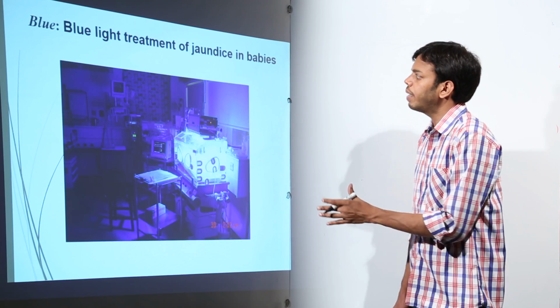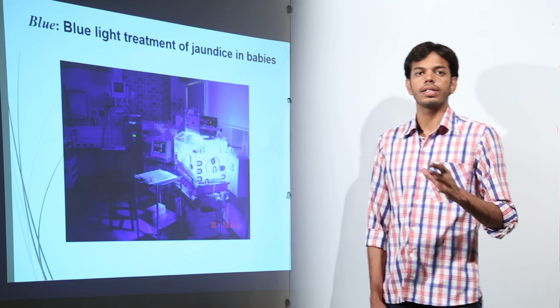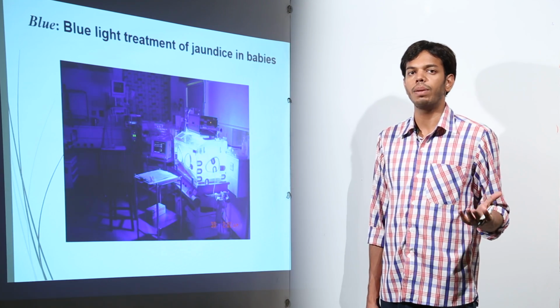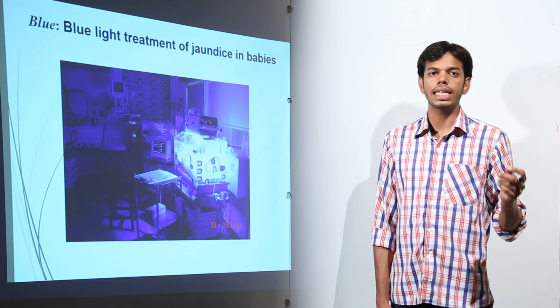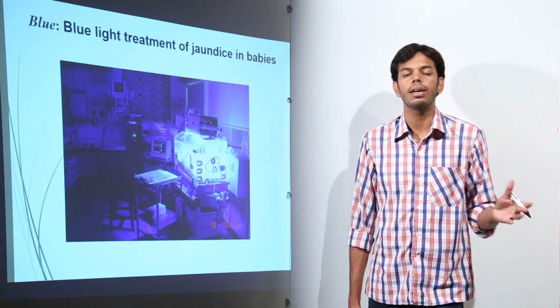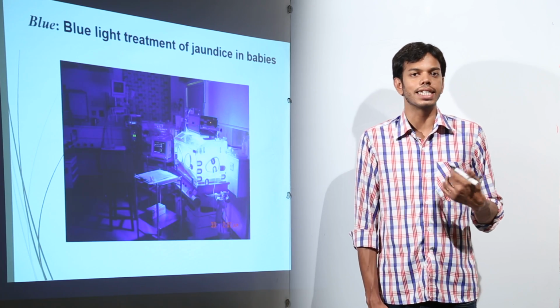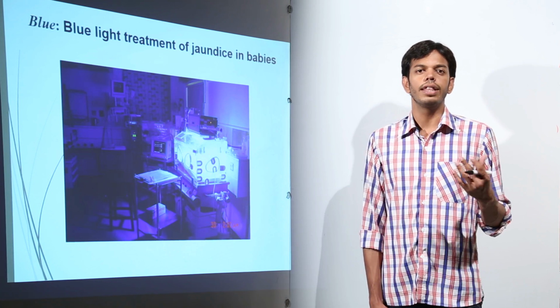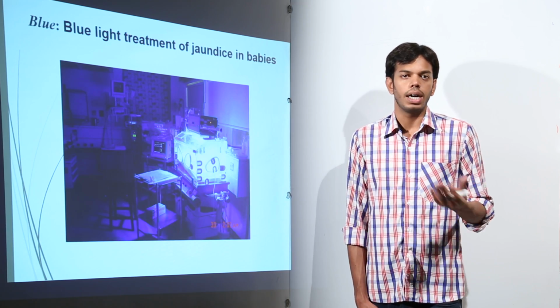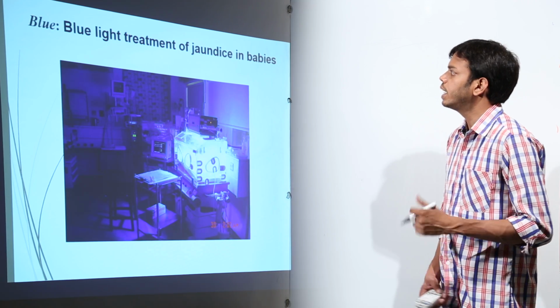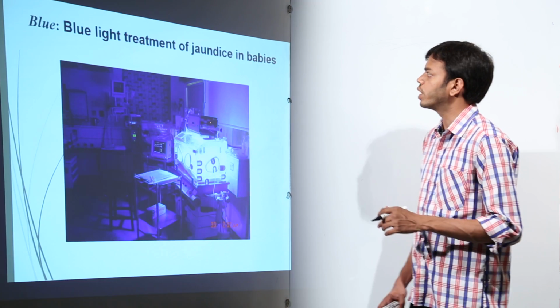So they are placed inside incubators where they are lit with blue light. What blue light does is break down the bilirubin, and the broken-down version of bilirubin is excreted from the body in the form of urine or sweat, right? This is how blue light is used for the treatment of jaundice in babies.